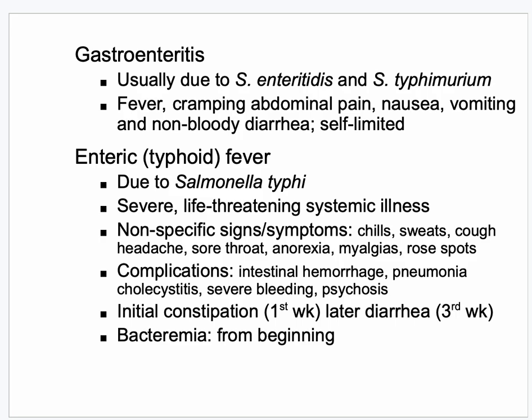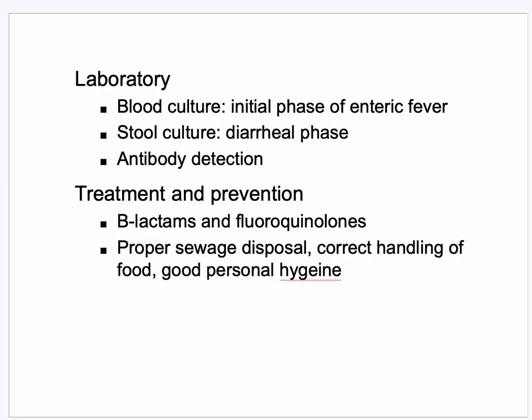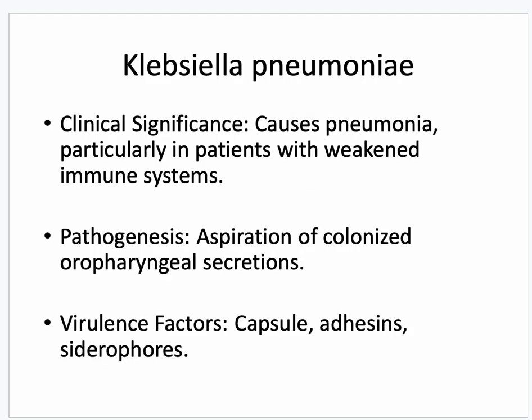So, initial constipation in the first week. Later, you get diarrhea on the third week. But you have bacteremia from the beginning. So, laboratory: blood culture in the initial phase of enteric fever, stool culture in the diarrheal phase, and antibody detection. We treat this using beta-lactams and fluoroquinolones. So, we prevent these by proper sewage disposal, correct handling of food, and good personal hygiene.